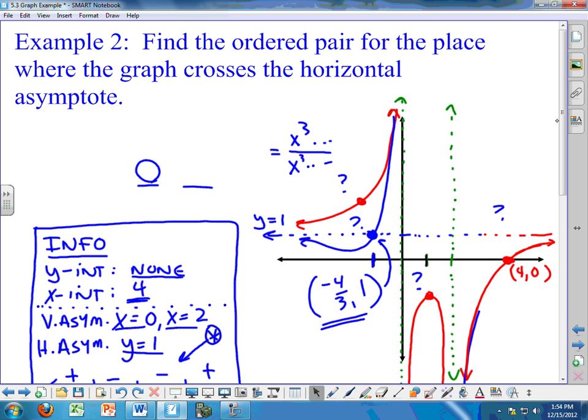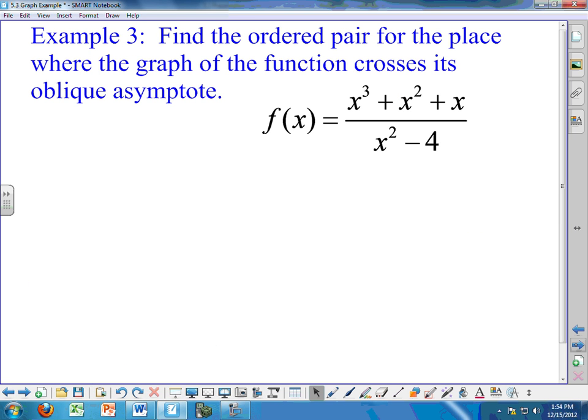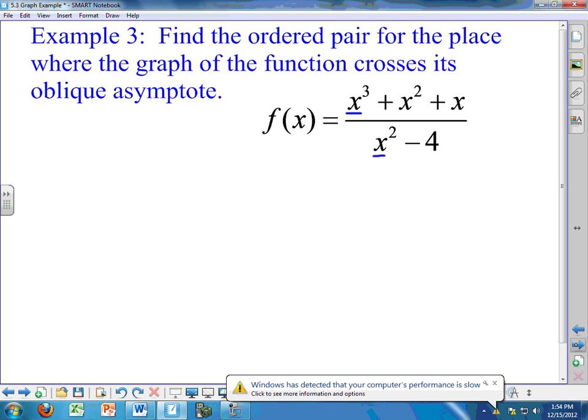Let me finish this video out with the last problem. It says, find the ordered pair for the place where the graph of the function crosses its oblique asymptote. And very quickly you will see that, yes, this will have an oblique asymptote since the numerator is power 3 and the denominator power 2. Well, the question, of course, is what is the oblique asymptote? And in this case, we will have to do the long division. I'll put a 0x in there, and then I'll do the long division.